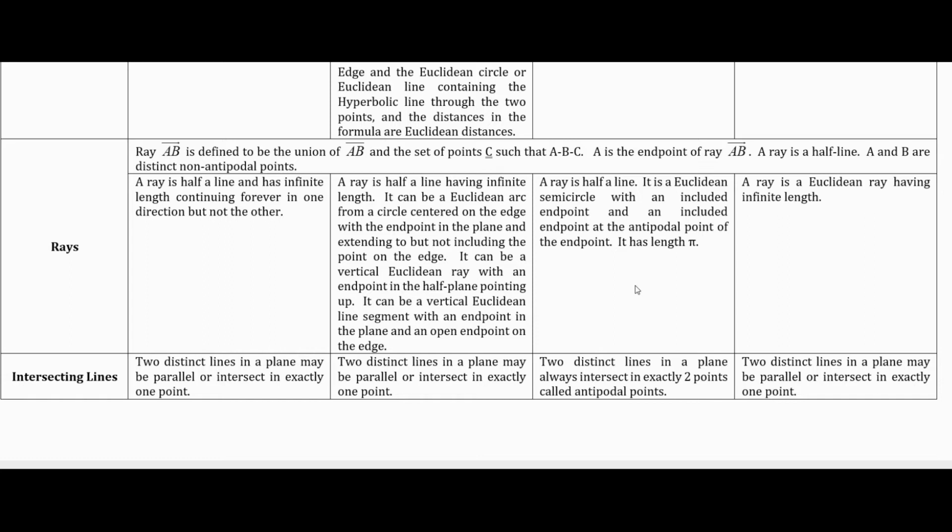In spherical geometry, a ray is half a line. It's a Euclidean semicircle with an included endpoint and an included endpoint at the antipodal point of the endpoint. It has a length of pi.